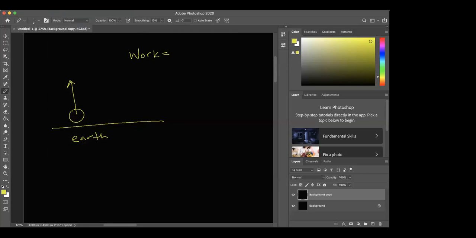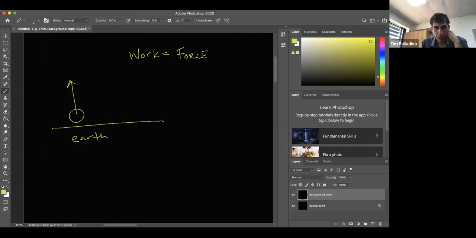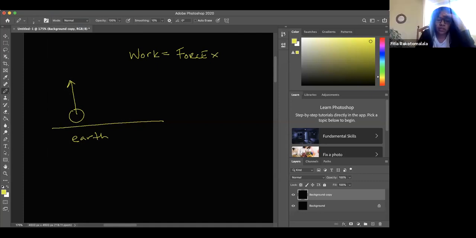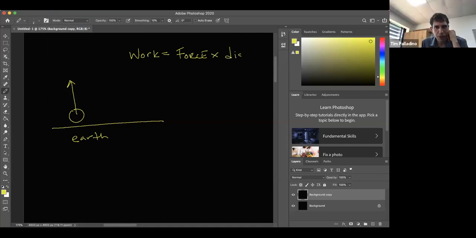You figure out how much force you need to counteract gravity. Yep, so force and what else? There's one more component: force times distance. Yeah, distance or displacement. We'll just say distance for now because I don't care whether it's displacement. We don't need to worry about that.